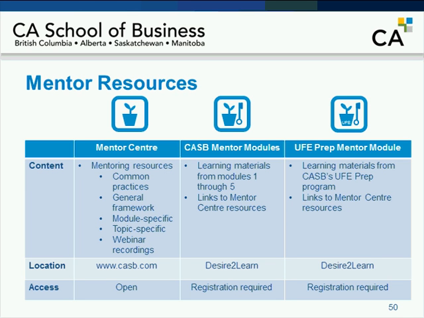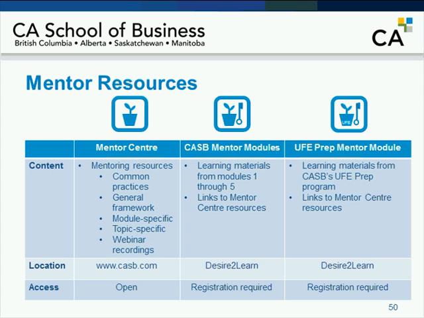So the CASB Mentor Center contains a number of different mentoring resources, and so this would be an overview of some common CASB mentoring practices at training offices. There's a general framework for mentoring students through Modules 1 to 5, which is today's presentation. We have some module-specific mentoring tips, and then there's some additional mentoring guidance on some more specific topics, such as case writing and critical thinking. And then any recordings of webinars that we hold related to mentoring are also posted to the Mentor Center. And it's located on the CASB website, and it's open to all, so you don't have to register to get access to that.